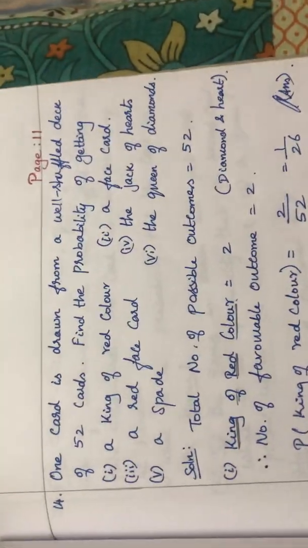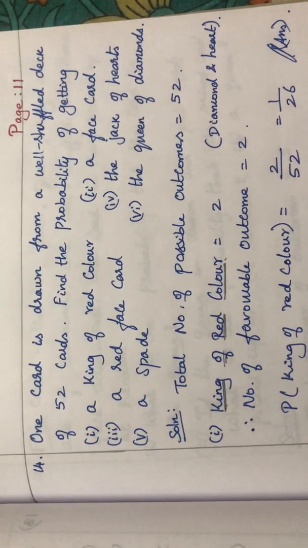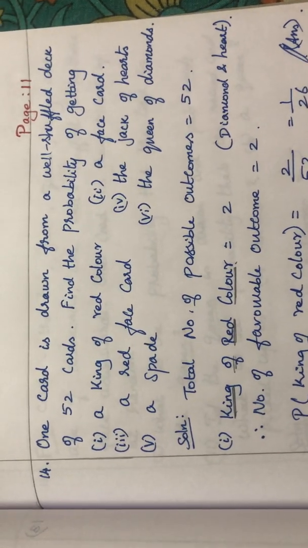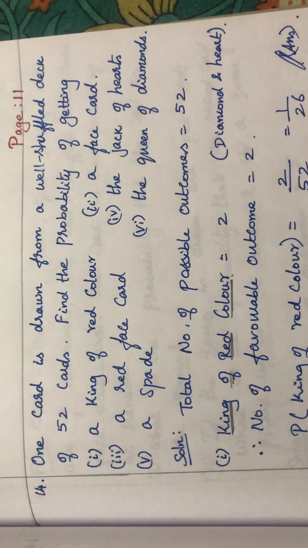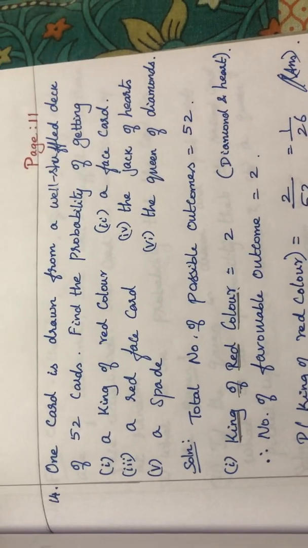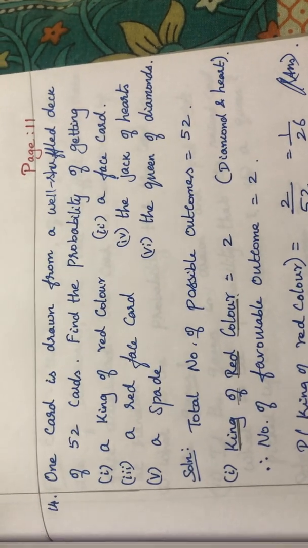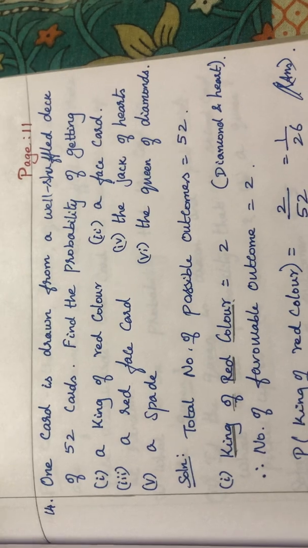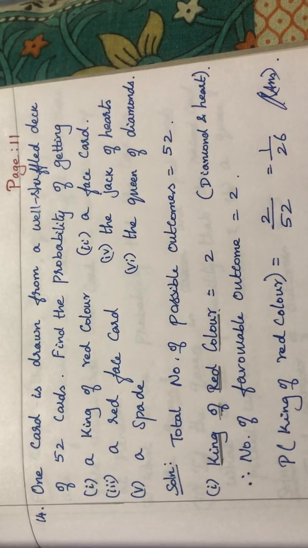14th sum. One card is drawn from a well-shuffled deck of 52 cards. Find the probability of getting: first subdivision, a king of red color; second subdivision, a face card; third subdivision, a red face card; fourth subdivision, a jack of heart; fifth subdivision, a spade; sixth subdivision, the queen of diamonds.